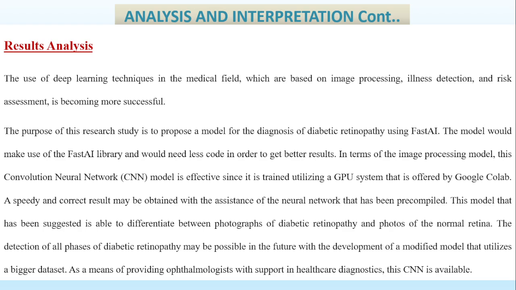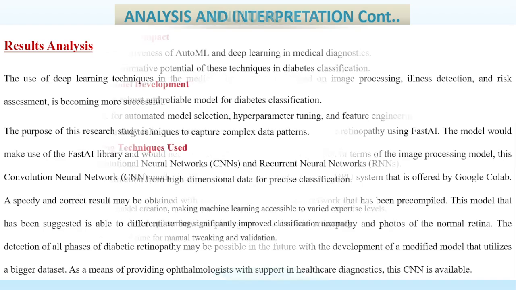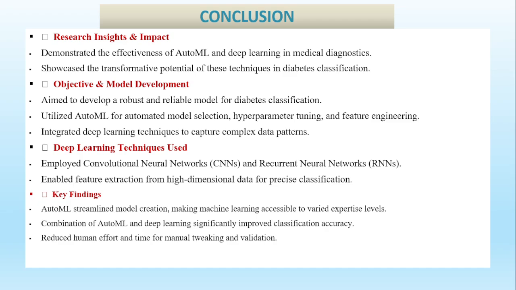This model that has been suggested is able to differentiate between a photograph of diabetic retinopathy and a photo of a normal retina. The detection of all phases of diabetic retinopathy may be possible in the future with the development of a modified model that utilizes a bigger data set as a means of providing ophthalmologists with support in healthcare diagnosis. This CNN is available.